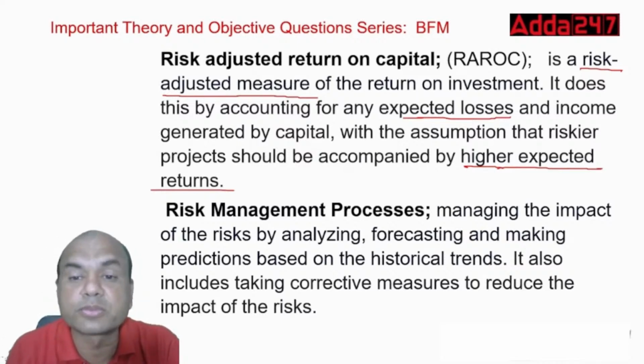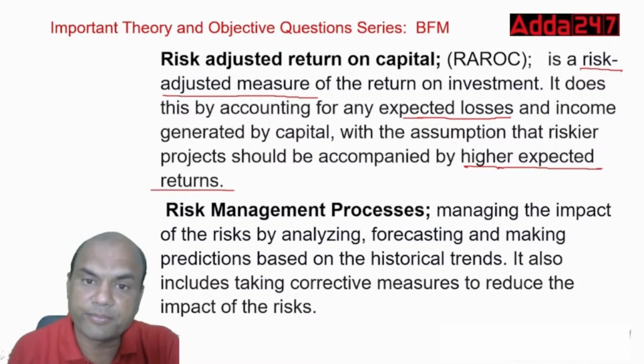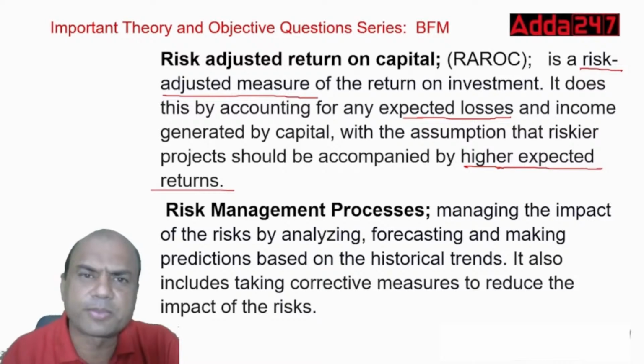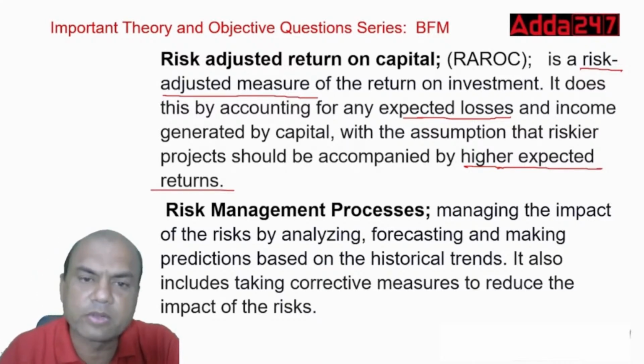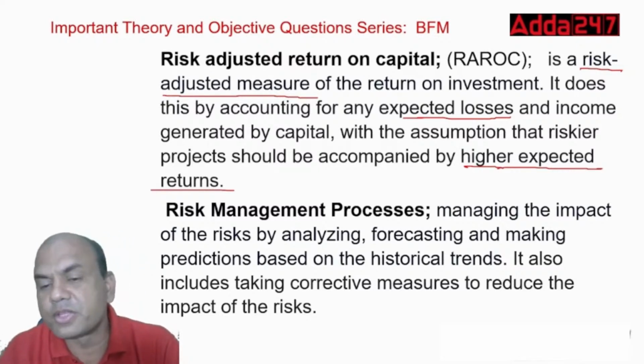Whether it suits my risk adjustment, okay. Same example. Suppose I am investing in an FD or in a mutual fund. Definitely I'll expect higher returns on the mutual funds, right? Whereas in an FD I'll be expecting lower returns. Risk management process means what?